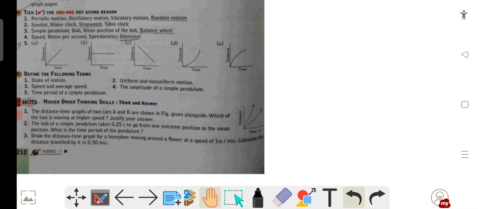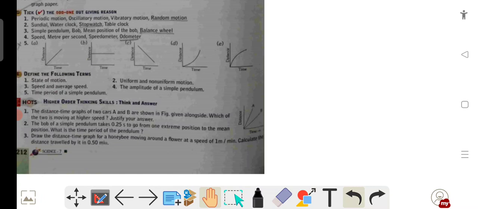So here the first question of HOTS: the distance-time graphs of two cars A and B are shown in the figure given alongside. Which of the two is moving at a higher speed? A distance-time graph is given, and we have to find out which car has the higher speed, A or B.